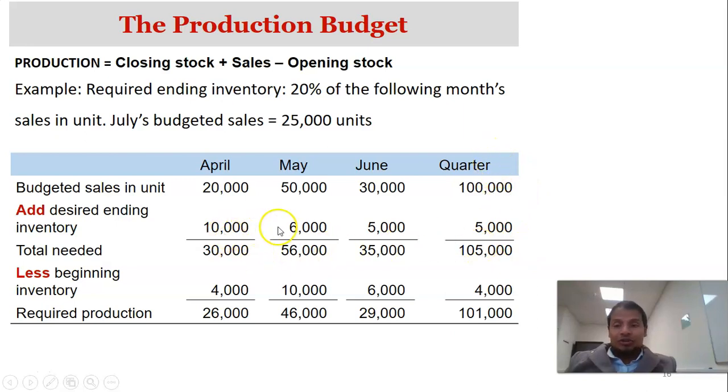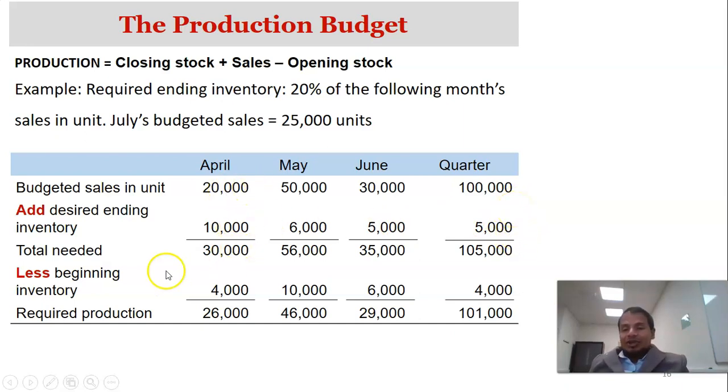We should not add all these for ending inventory of the quota, because the ending of April is not the ending of May. Ending of April is actually the beginning inventory of May. So we should not consider all these inventories as ending inventory of the quota. The quota ends on the 30th of June, so 5,000 is the inventory amount on 30th of June. That is the ending inventory of the quota.